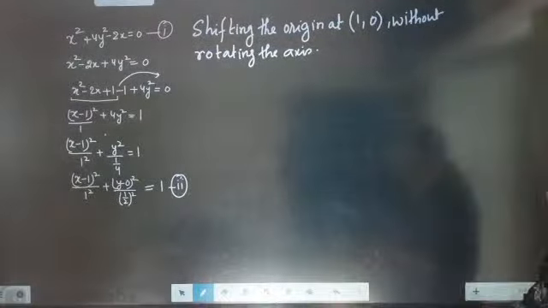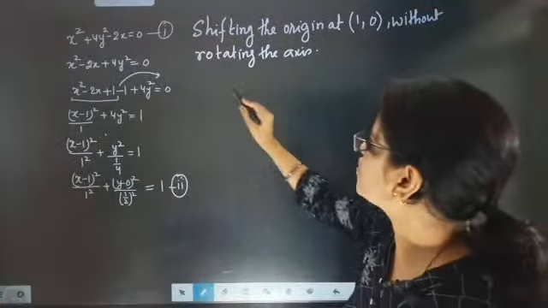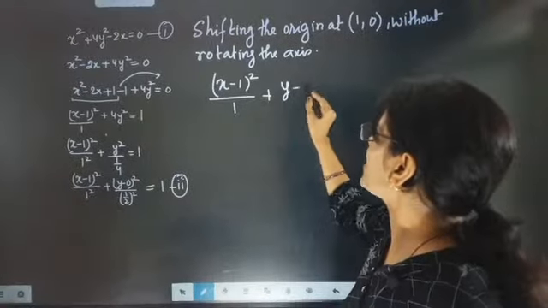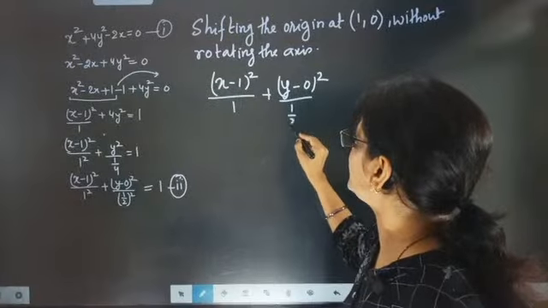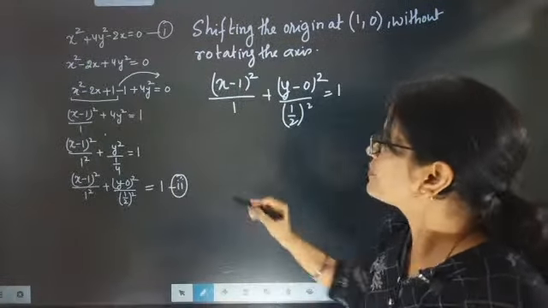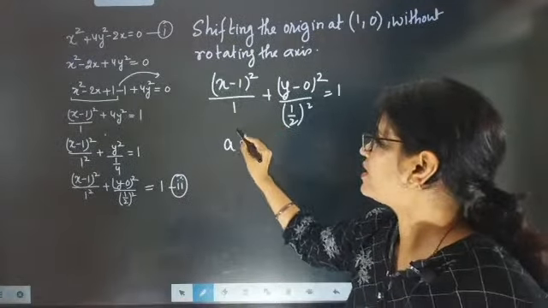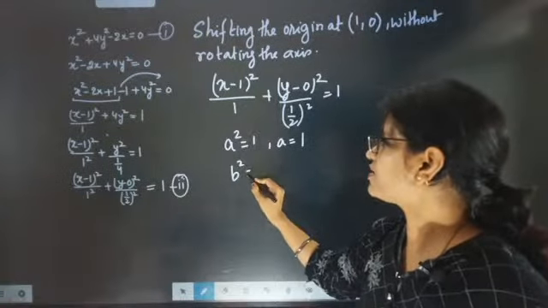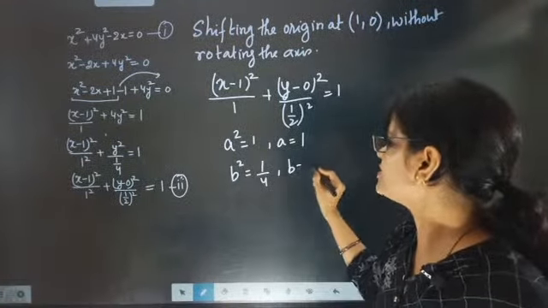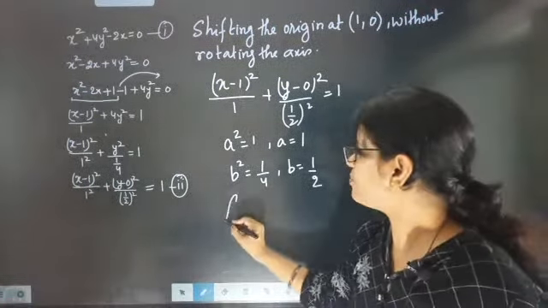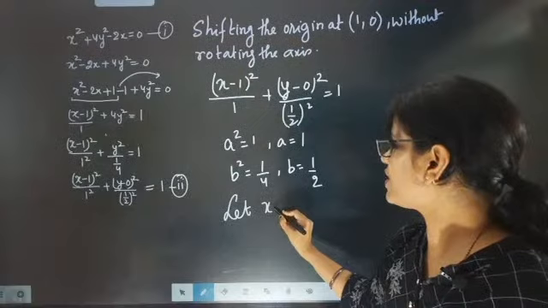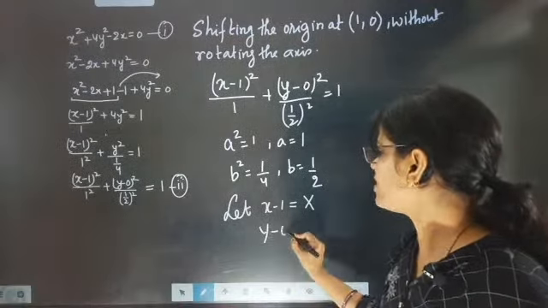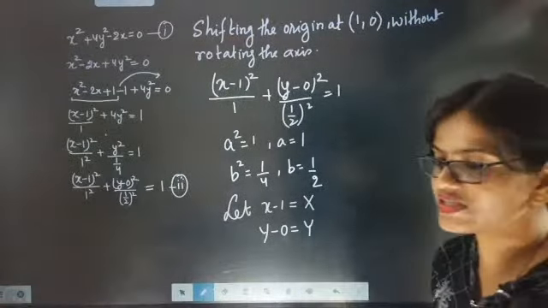Okay, now after this, beta, your equation of the ellipse is what? The equation of the ellipse is coming as (x minus 1) whole square by 1 plus (y minus 0) whole square by 1 by 2. That is the equation. Now first, what is a square here? A square is 1 and a is also 1. What is b square? B square is 1 by 4 and b is 1 by 2. Now you have to mention that let x minus 1 equal to capital X, and y minus 0 equal to y. So we have taken this one.